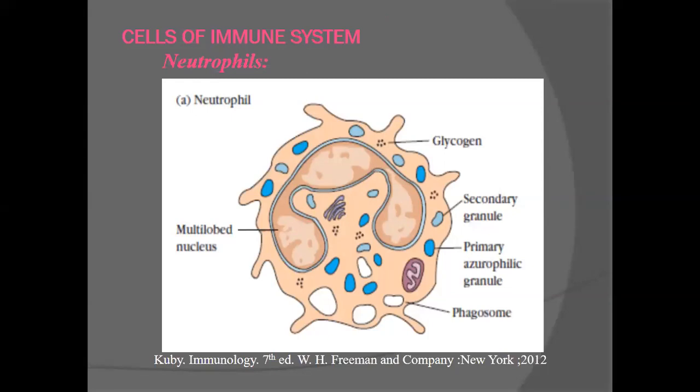You have got neutrophils. Neutrophils, as you can see, these are the granulocytes. Multi-lobed nucleus, has got primary granules, called azurophilic granules. Secondary granules are there. Primary granules are there. Secondary granules are there.